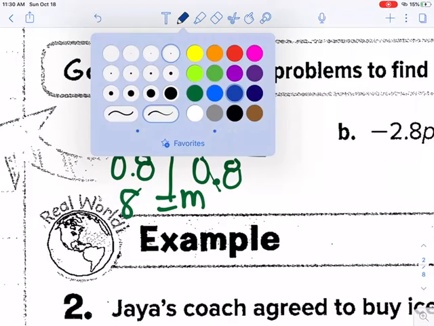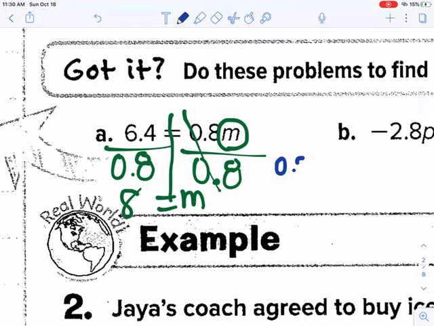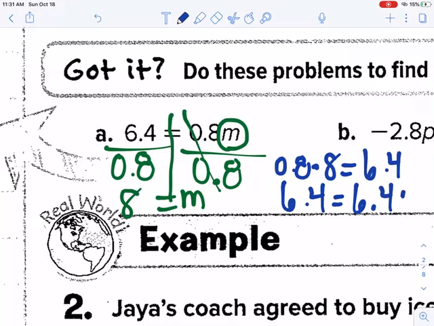Now we are going to continue to check. So you're going to plug in 8 and see if that gives you 6.4. 8 times 8 is 64. Move the decimal place 1 place to the left. That does give you 6.4. So we know 8 is a good solution.